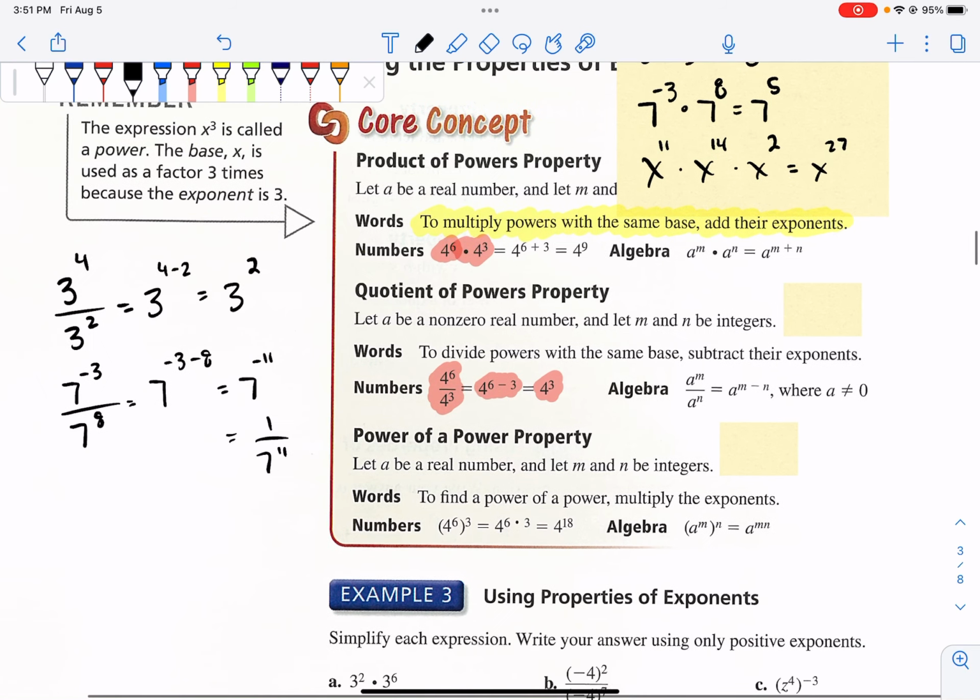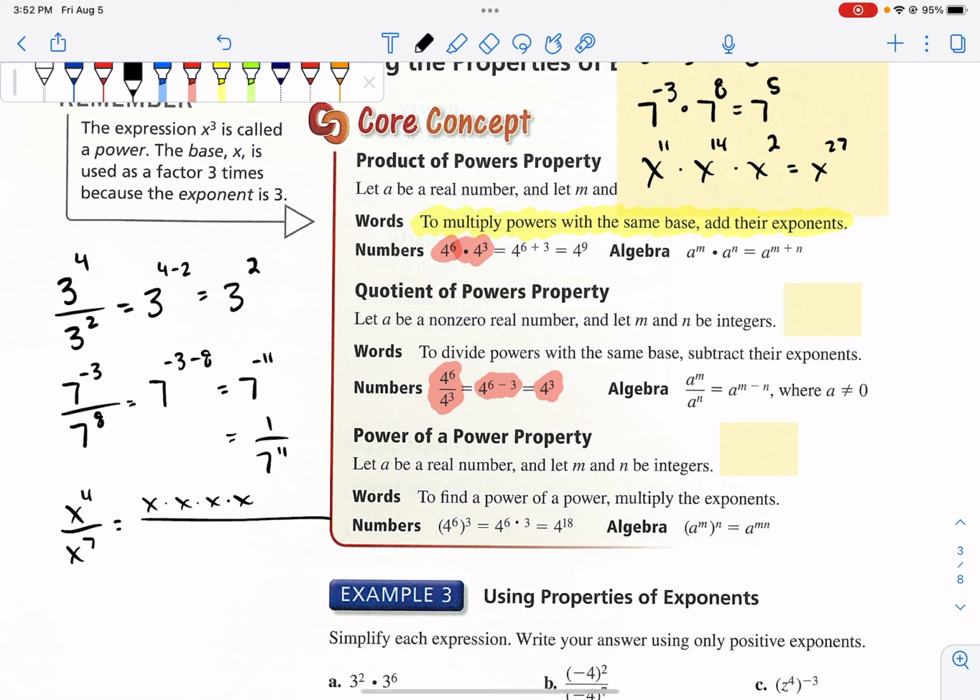And really all you're doing, guys, is you're canceling things out. It's kind of like having, if I have x to the 4th and x to the 7th, that's kind of like having x times x times x times x on top, and then x times x times x times x times x times x times x on the bottom. Well, this cancels, this cancels, this cancels, this cancels. So I'm only left with 3 x's on the bottom, and that's all you're doing. X to the 4 minus 7 is x to the negative 3, and if I move it to the bottom, look at what I get. Okay, all we're doing is canceling stuff on the top and the bottom. You've been doing that for a couple of years now in math.